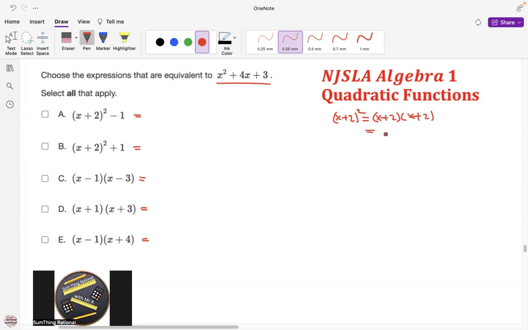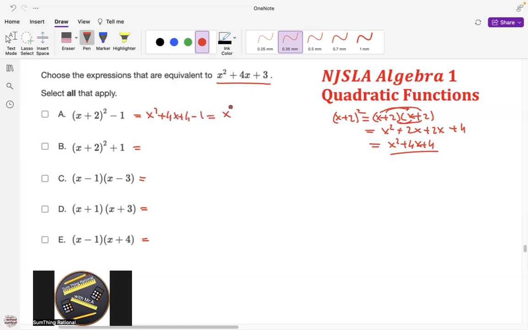X plus 2, we need to multiply it, okay? X times x is x squared. X times 2 is 2x. 2 times x is 2x more, okay? And 2 times 2 is 4. As you see, there's a middle term. It's not only x squared plus 4. So we have x squared plus 4x plus 4, and negative 1 is next to that.